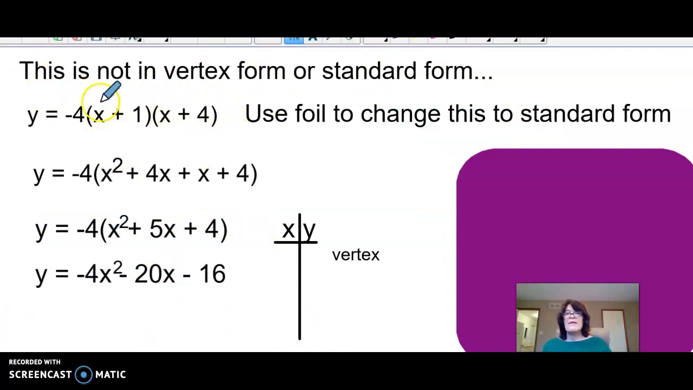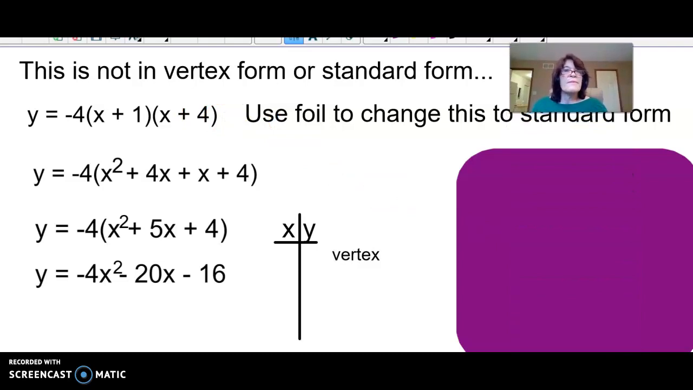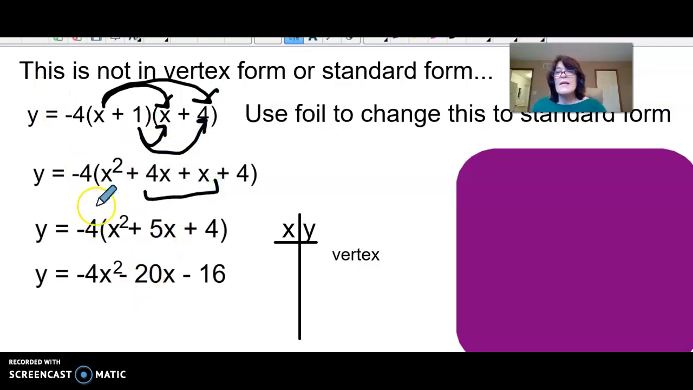Okay, this one is not in vertex form. Okay, you see it? Not in vertex form. So what we're going to do, same thing, FOIL, change it. x squared plus 4x plus 1x plus 4. Add 4x plus 1x, you get 5x. Now, differently than last time, I have a number out here to distribute through as well. -4 times x squared is -4x squared. -4 times 5x is -20x. -4 times 4 is -16.